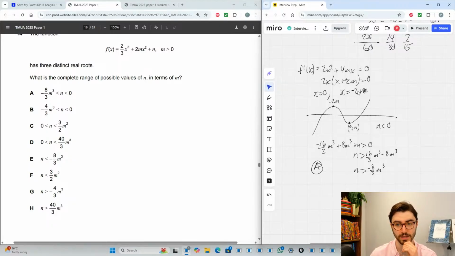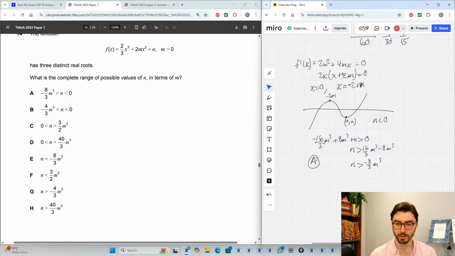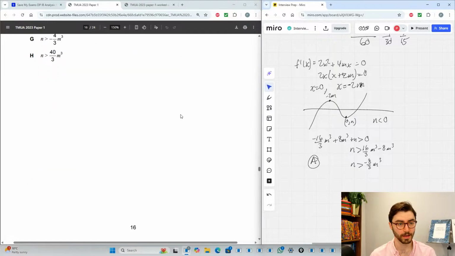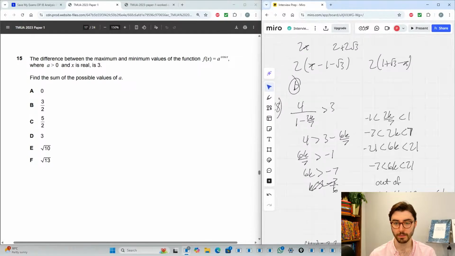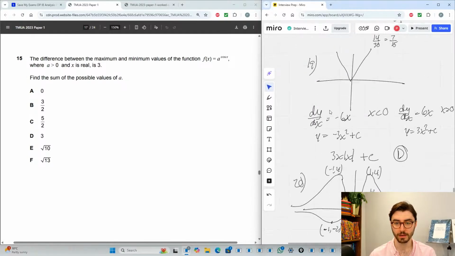So that's minus 8m cubed, so minus 16 over 3m cubed. 4 and 2 is 8, 8m cubed. 24 minus 16, so that would have been 8. And I move that over, so minus 8/3. I do like that. Okay. I really enjoyed that. I think I got that well.